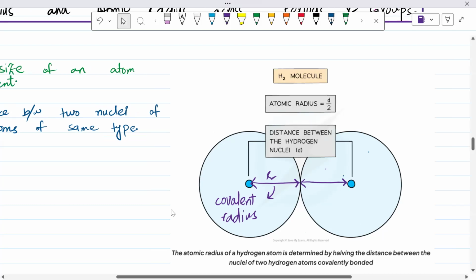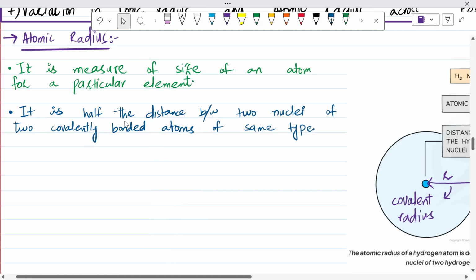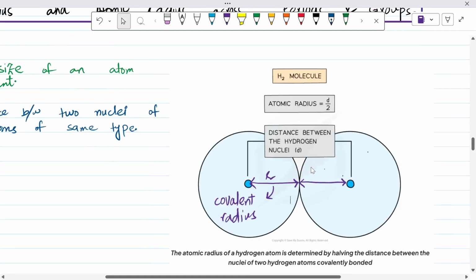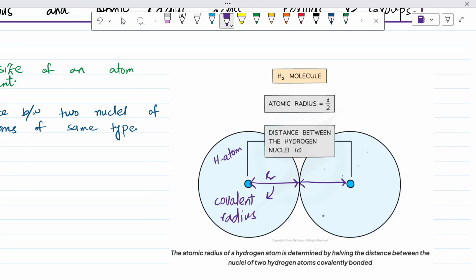That is why we say it is half the distance between two nuclei of two covalently bonded atoms. These two atoms are covalently bonded, and they are of the same type because these are hydrogen atoms. Overall this is a hydrogen molecule, with one hydrogen atom and a second hydrogen atom, both linked with covalent bonding. That is why we can also call this the covalent radius. The atomic radius is also known as the covalent radii. Clear?